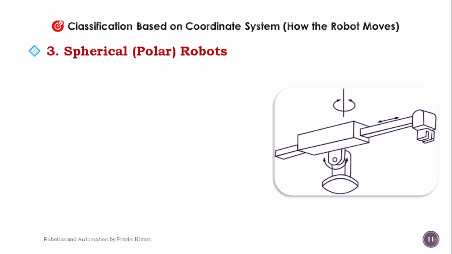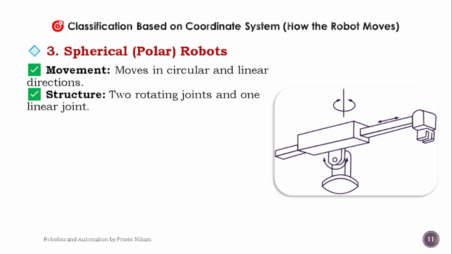Then third type is a spherical robot, that is polar robot. You can see in the diagram. It rotates along y-axis. It also rotates along z-axis and it moves along z-axis. The movement is in circular and linear directions. Structure is two rotating joints and one linear joint.